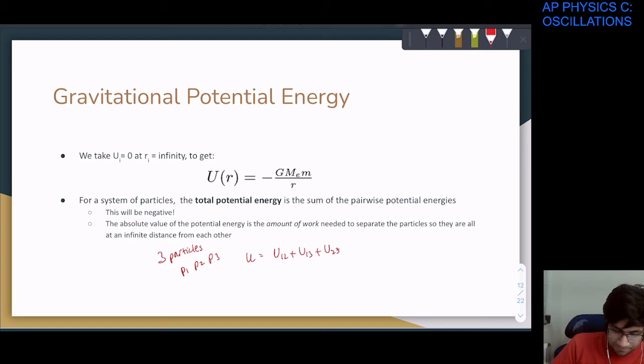So there's that too. And we'll actually see a lot of this very shortly in E&M. Like we'll see similar concepts of separating charged particles and looking at the pairwise sum to calculate the potential.